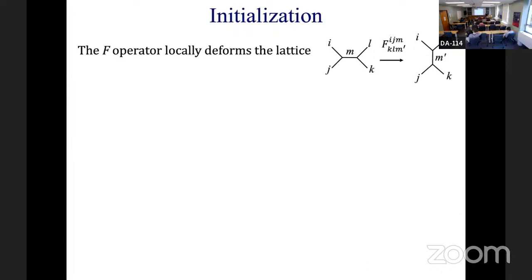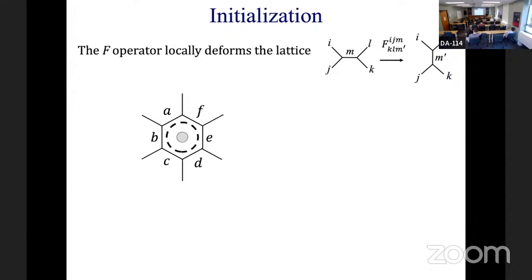All right, so I need to explain another technical point, and that is the F operator, the change of basis operator F that I talked about. In the context of the lattice, it can actually be used to locally modify our lattice.